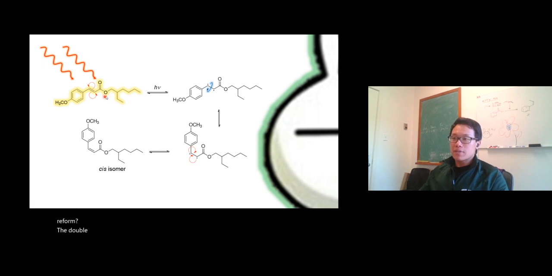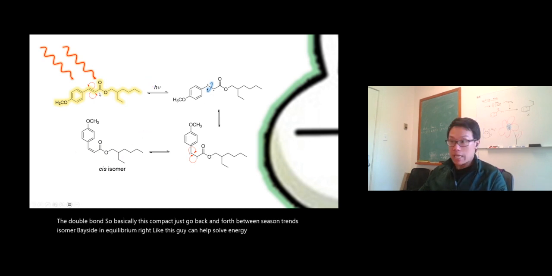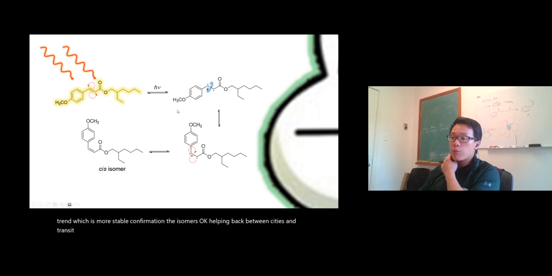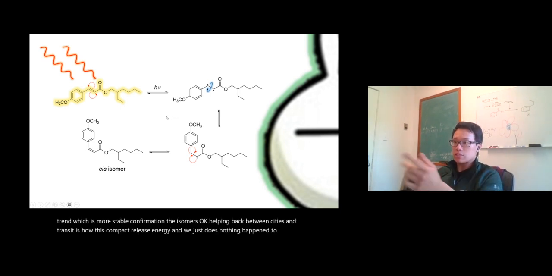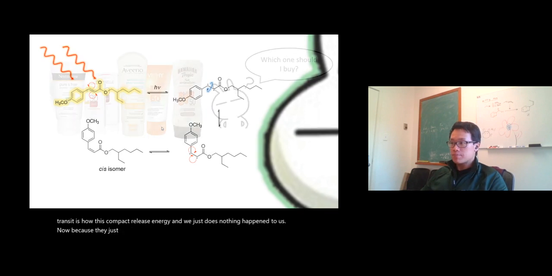So basically, this compound just goes back and forth between cis and trans isomer. These are in equilibrium. This compound can absorb energy and go back to the trans, which is the more stable isomer. Hopping back and forth between cis and trans isomer is how this compound releases energy, and nothing happens to us, because it just receives the energy for us.